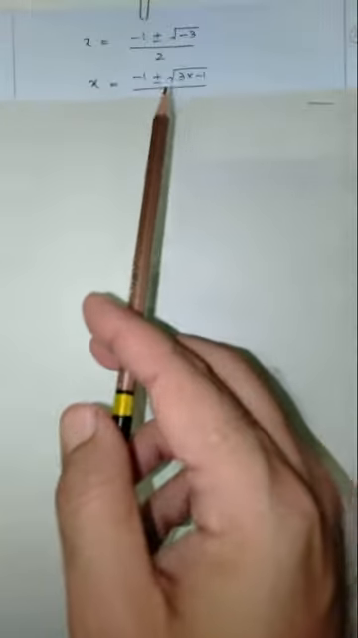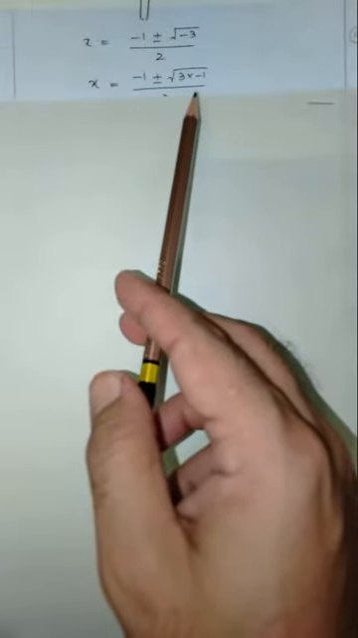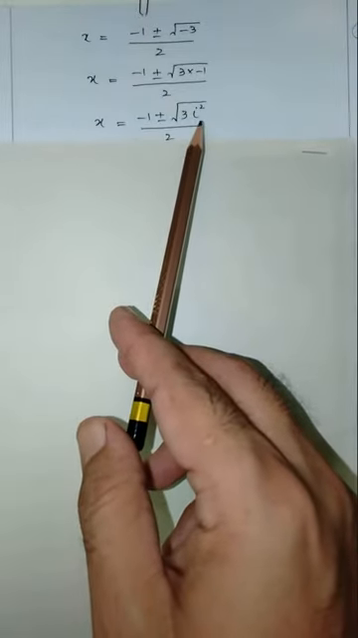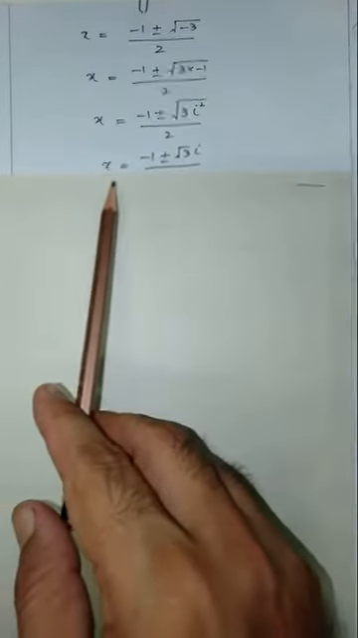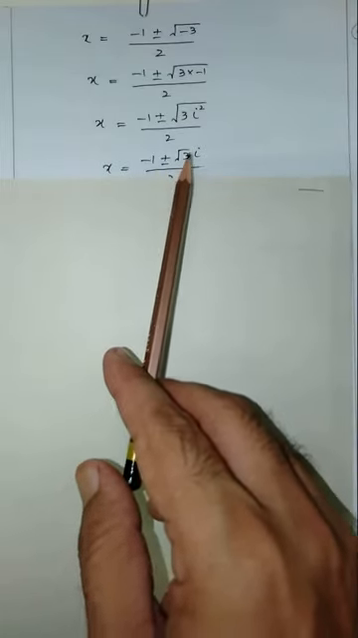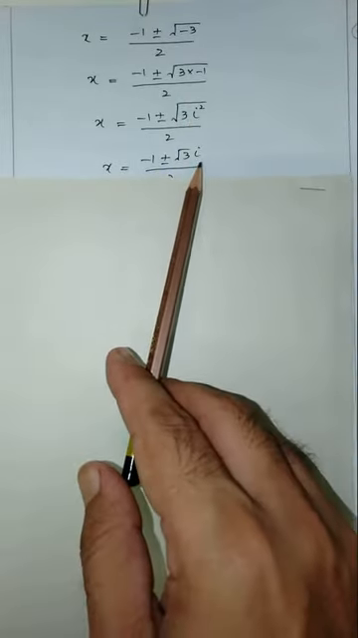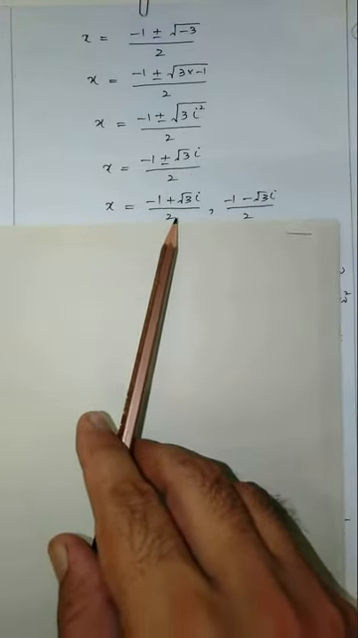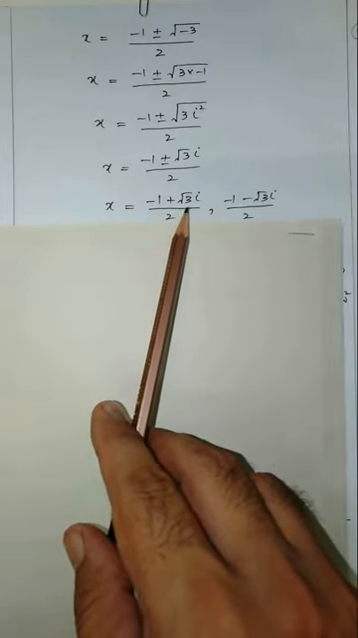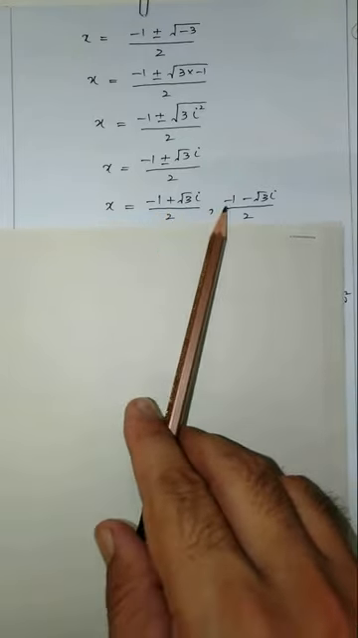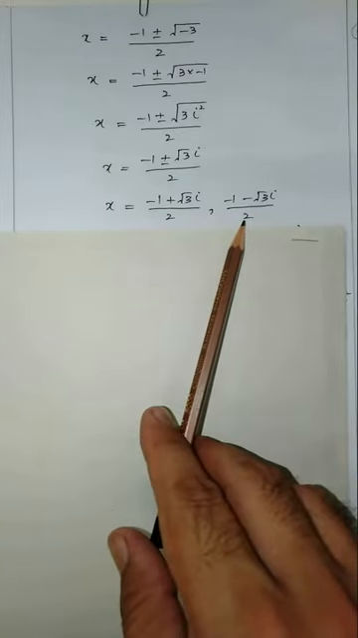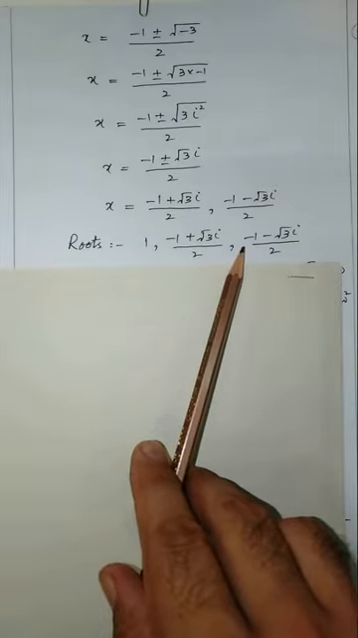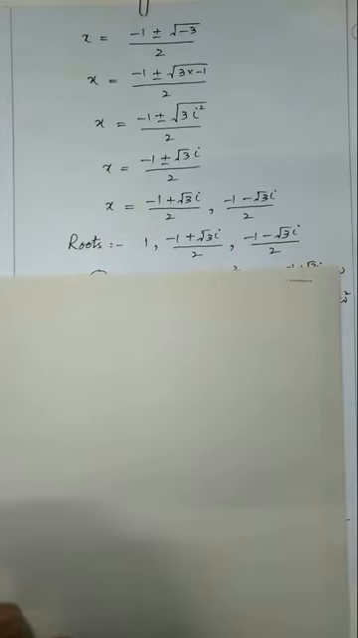Now minus 3 is equal to 3 into minus 1, and minus 1 is always equal to iota square. So taking square root, x is equal to minus 1 plus minus square root of 3 iota, divided by 2. Square and square root are cancelled. So the next two roots are minus 1 plus square root 3 iota divided by 2, and minus 1 minus square root 3 iota divided by 2. Hence the roots are 1, this and this. These are the cube roots.